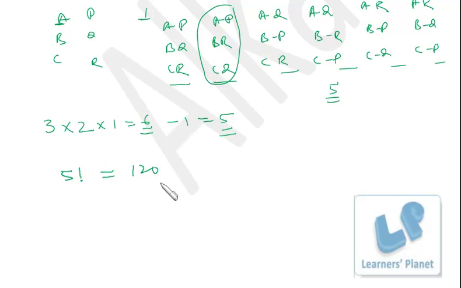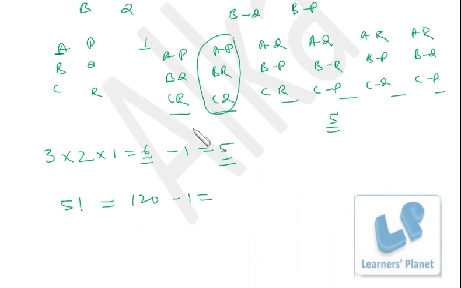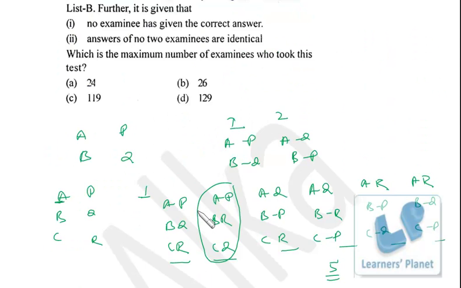But exactly 1 will be the same, and we are asked that no examinee has given the correct answer. So one of them will be correct, definitely exactly 1 will be correct. So I deduct 1. So in all there are 119 students who took this test or who attempted this question.